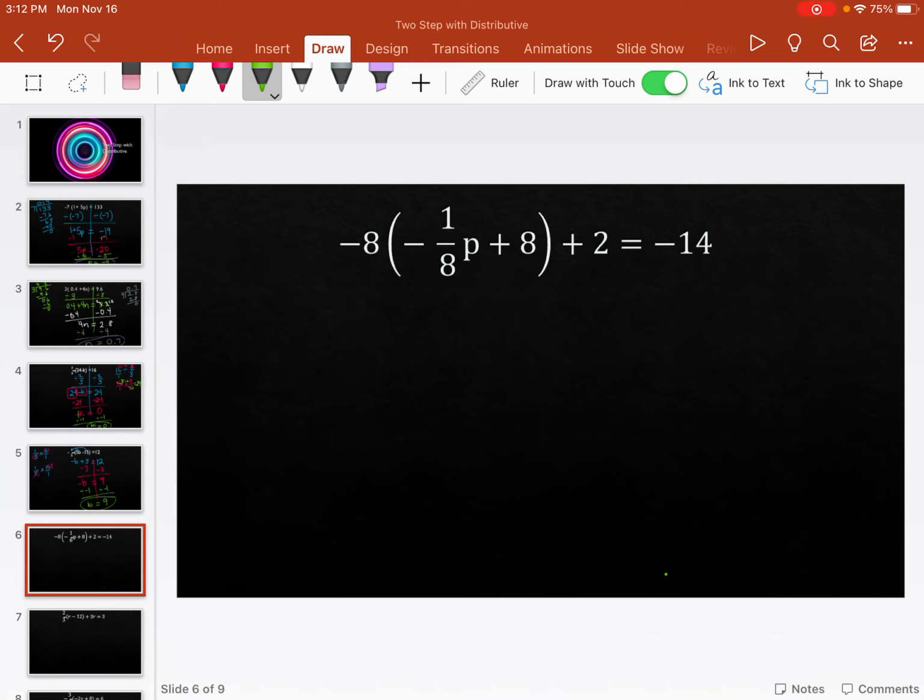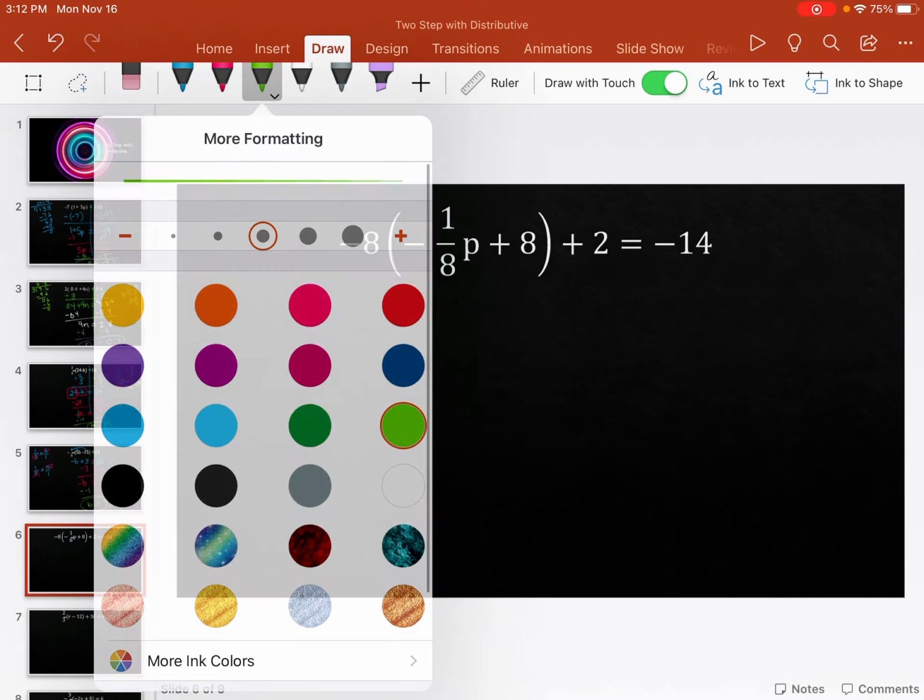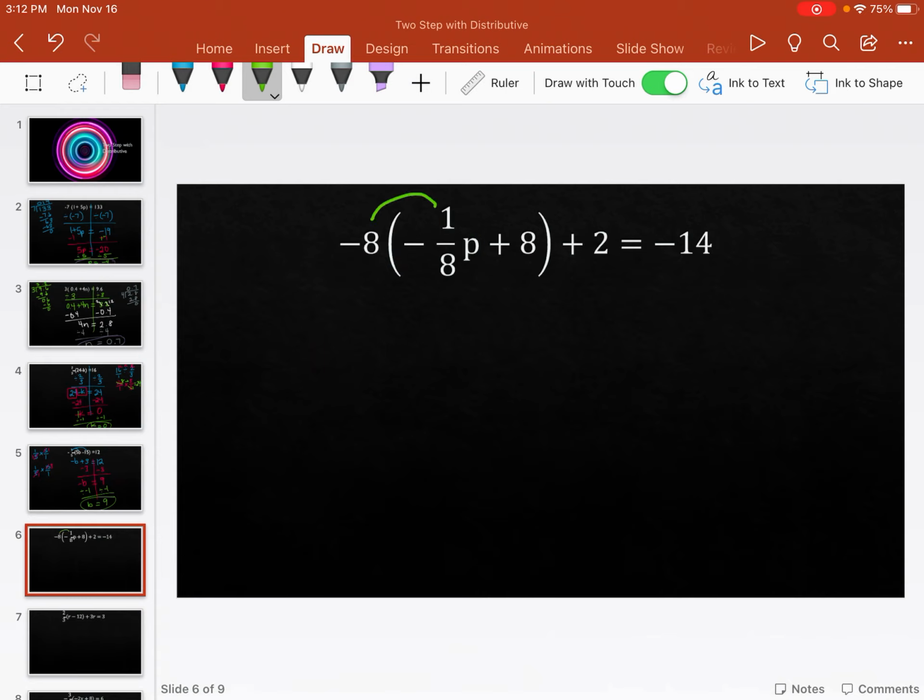Okay, so for this one, I can't just cancel out this 8 because I've got this extra plus 2 right here. So I really do need to distribute this time. So I'm going to distribute here. 8 over 1 times 1 over 8, simplify that down, gives me 1. Negative times negative is positive, so I just get p left over. Then I've got 8 times 8 is 64. Negative times positive is negative, so minus 64. Bring down this plus 2 equals negative 14.